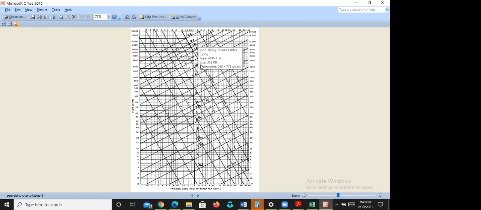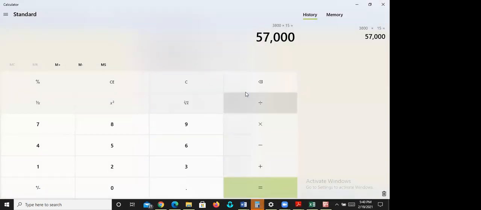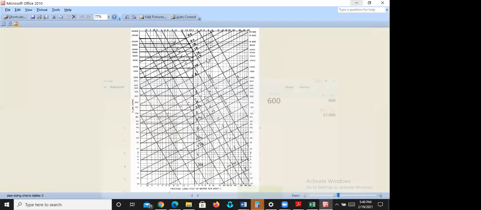Even as, in this chart, the maximum pipe size is 24 inches. What is 24 inches in mm? 1 inch is 25 mm. So 24 inches is equal to multiplying by 25, which is 600. So this chart can only design up to 600. Oh, this is more. So I'll look for another chart.